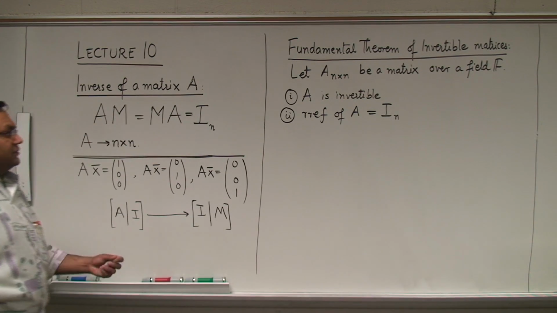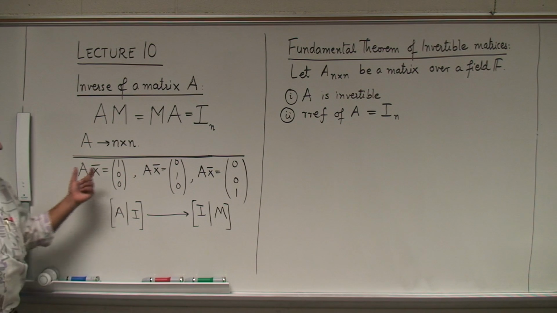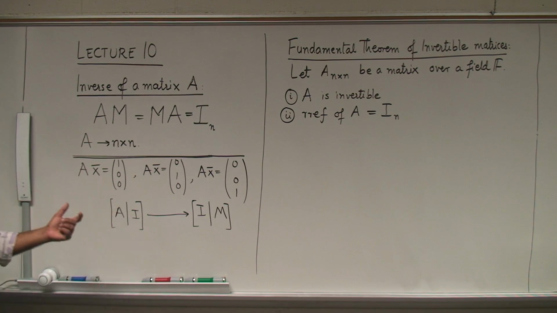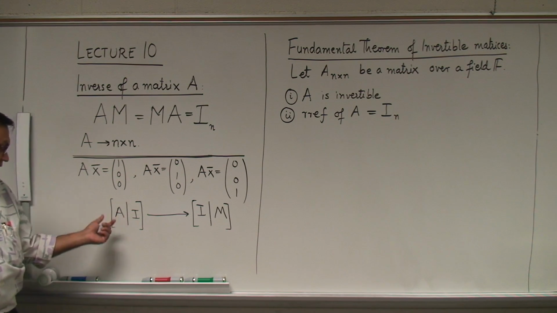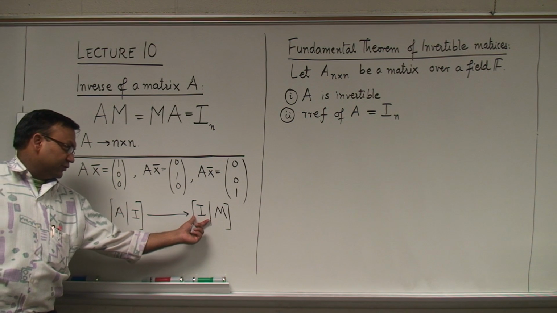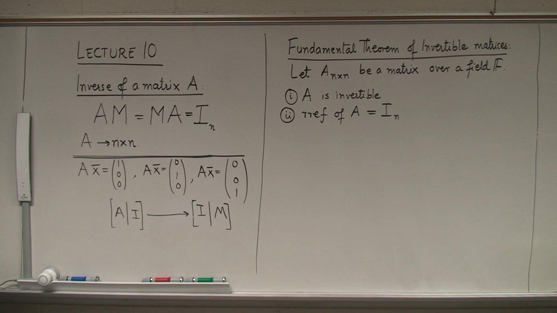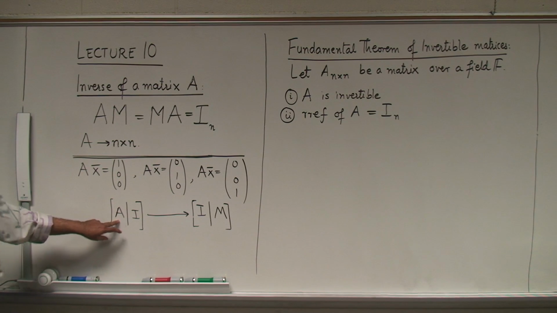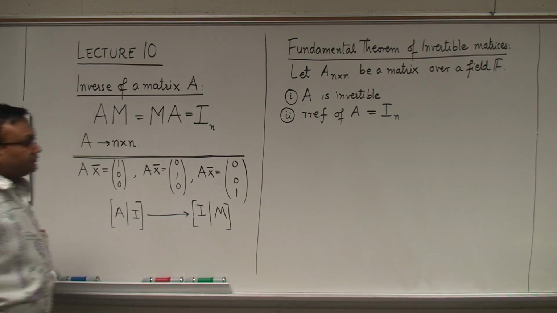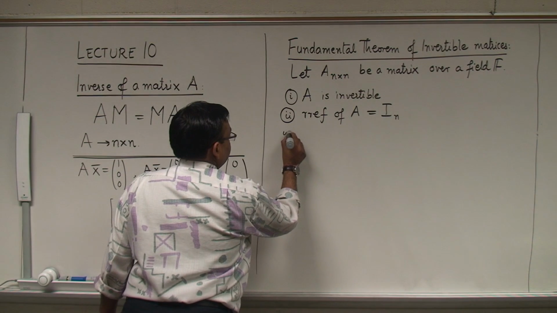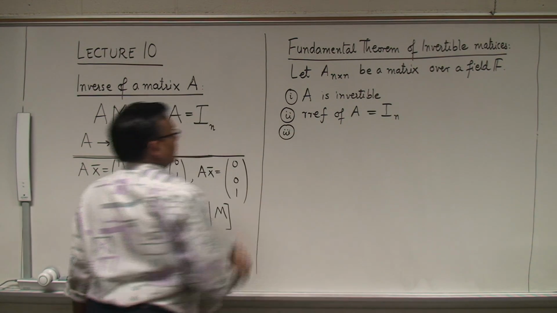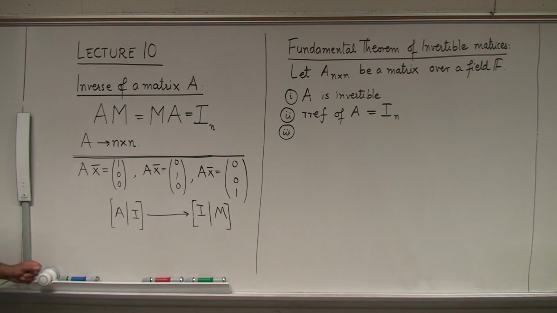Now why is this result true? Remember we said when we deal with the inverse of a matrix, if I start with a matrix A and I can reduce it to I, whatever I get on the right-hand side will be the inverse of the matrix. So that means the row reduced form of A must be I. So this we get out of the definition itself. What else can we say?